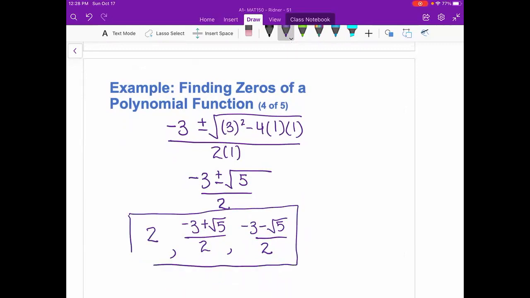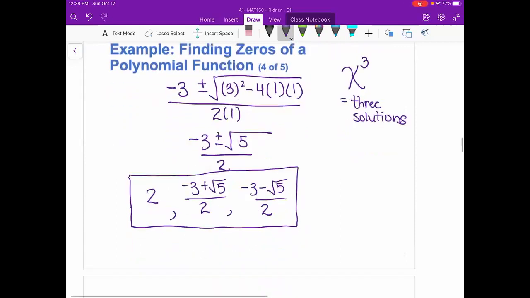Notice, I have 3 zeros. My original function was x cubed. X cubed is 3 solutions total. They may be imaginary, they may be rational, they may be irrational, but 3 total solutions. That's how I know that I have the right amount there.